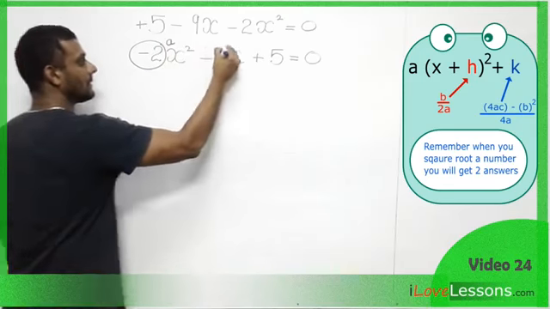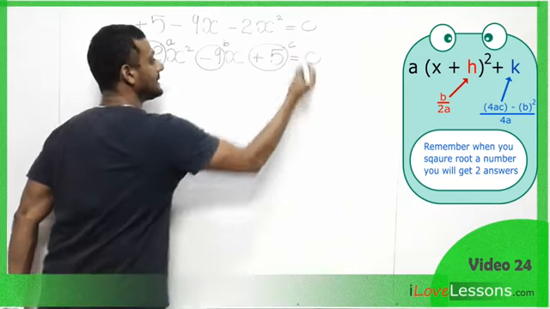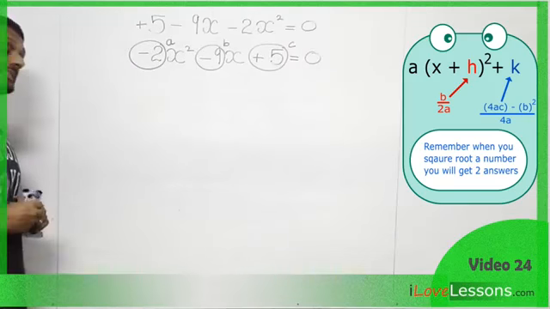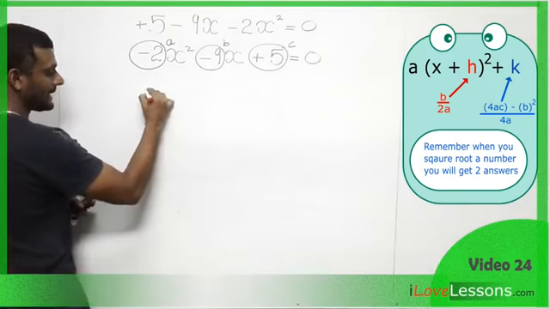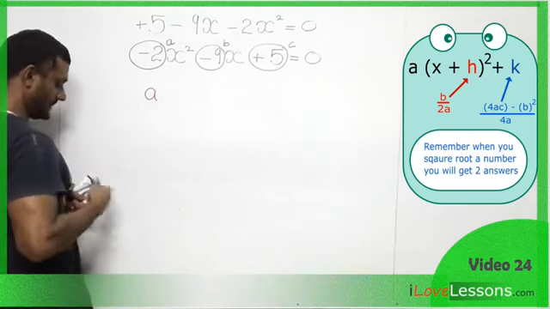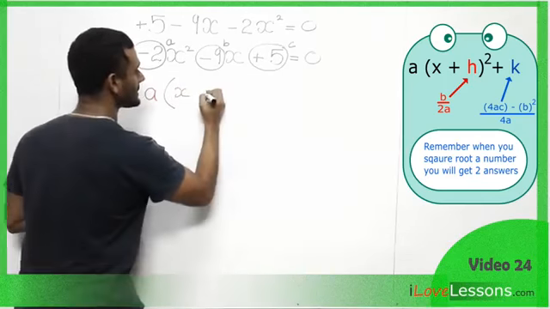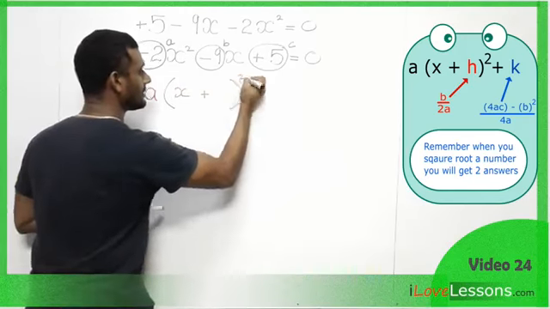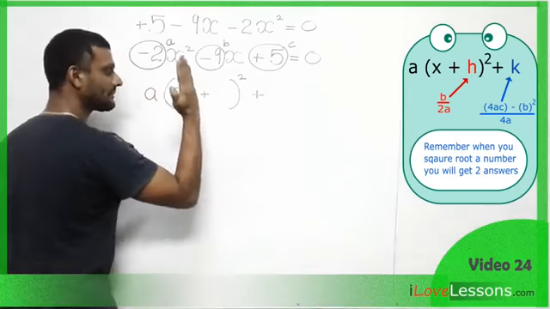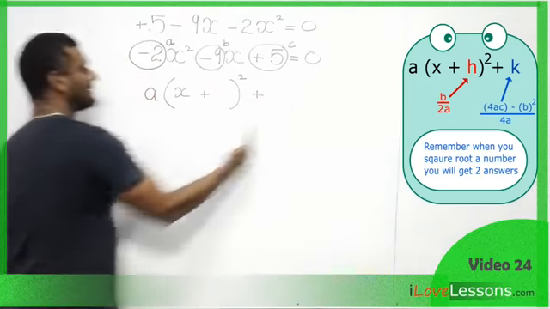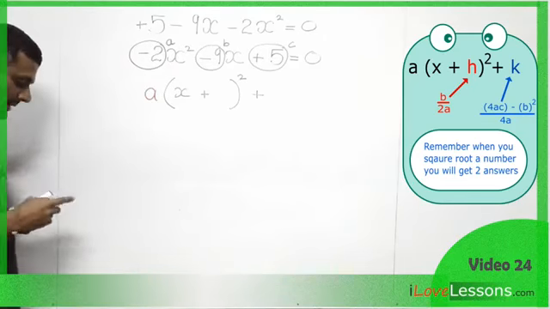Now it's time to identify A, B, and C. A, B, and C. So let's express this in vertex form. Your job is to find A with some fancy colors. We have X. That's that one. Remember, we are supposed to find H and K. Well, we're supposed to find A, but A is very easy to find. A is just the number touching X squared.